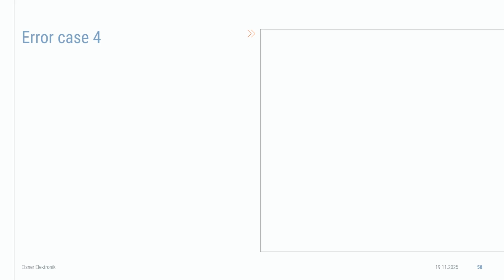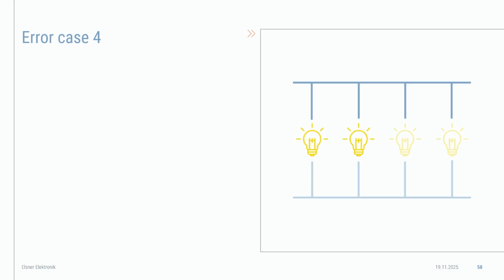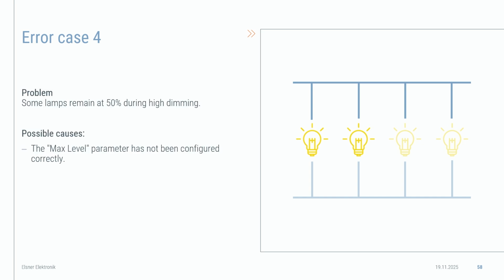So for error case number 4, we have this in another room, different lights. We switch on, some go to 100, the others go to a different value, which is not what we want to reach. It looks a little bit not bright.